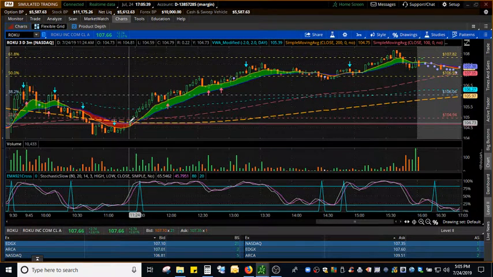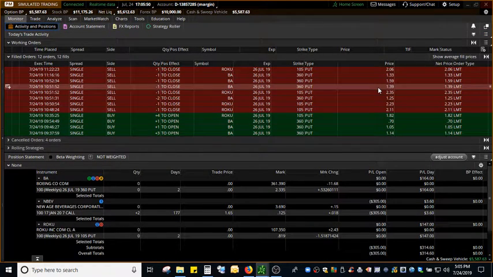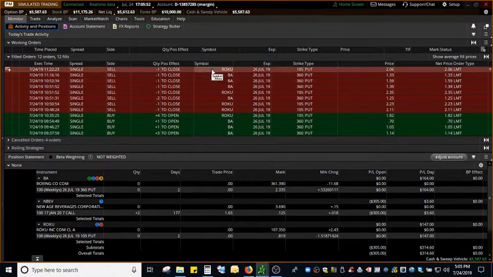It was coming up and it was starting to break some of these resistance levels, and I just thought it was going to probably reverse at that point. So I went ahead and got out. So that was it. I made just a hair over 20% on the ROKU.